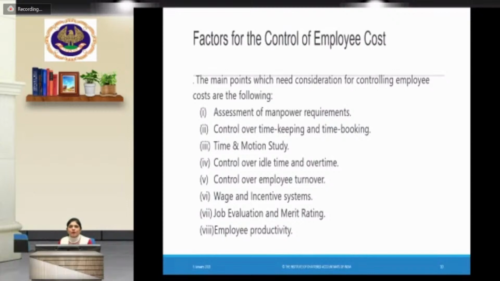Control over employee turnover. Employee turnover means there should be control on the number of employees who leave the organization, and why they leave the organization. There should also be control on that. Wage and incentive schemes, of course, are a part of the employee cost you'll be studying. Job evaluation and merit rating, I just explained. Employee productivity. So all these things are basically factors for the control of employee cost.